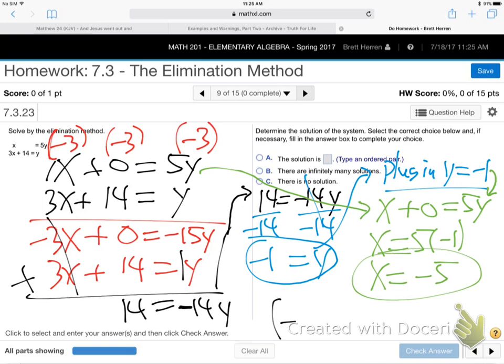It is x negative 5, y negative 1. It's always x first, then y. And there we go. Negative 5 comma negative 1, x comma y.